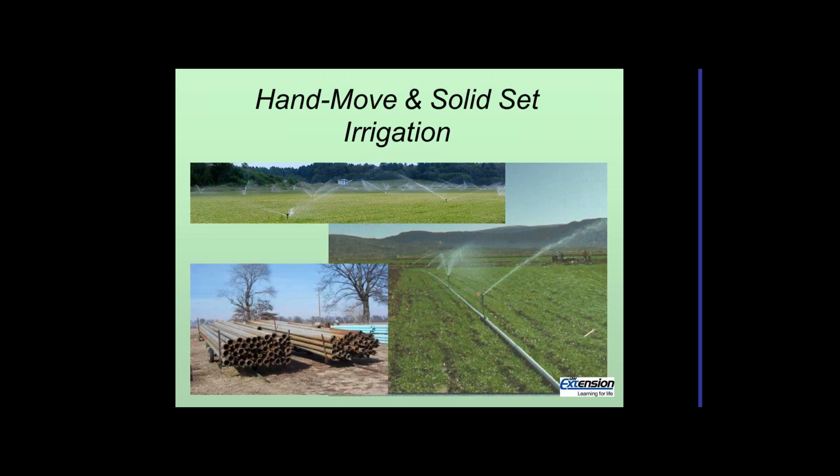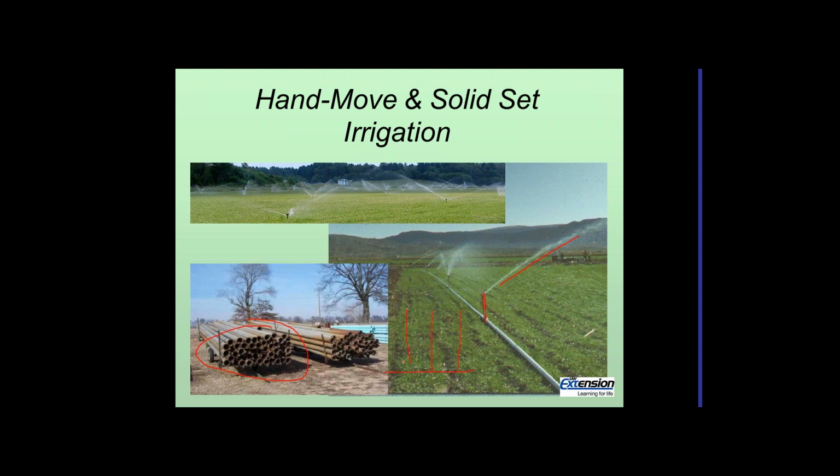So with a hand move system or solid set, we've got a lot of pipe here, and my initiation to irrigation was moving pipes for a hand move system. We'll have some sprinklers or risers coming up, and the water goes out and these spin around. Typically they're an impact sprinkler. These will require a layout in a set pattern depending on the sprinkler and pressure to get uniform irrigation. So typically they're put on some kind of a grid pattern.